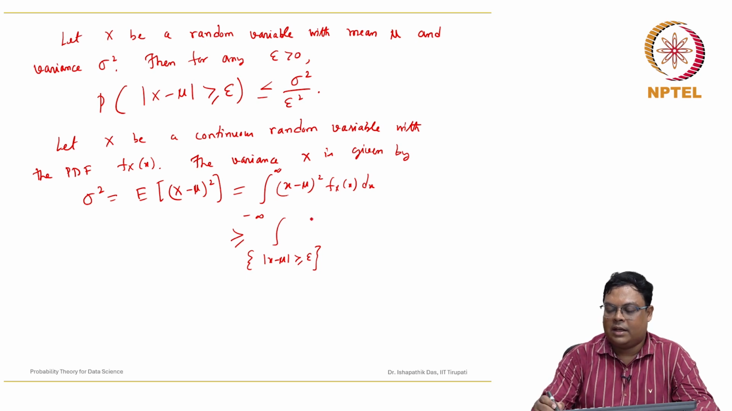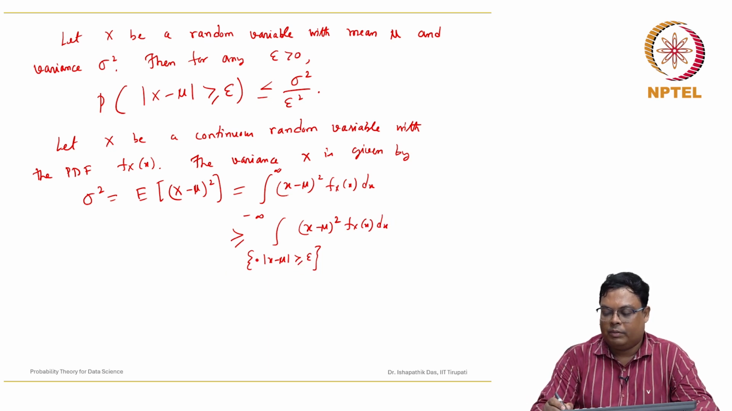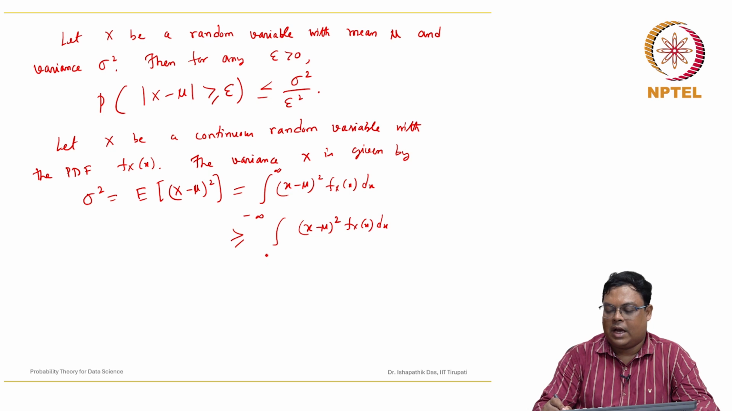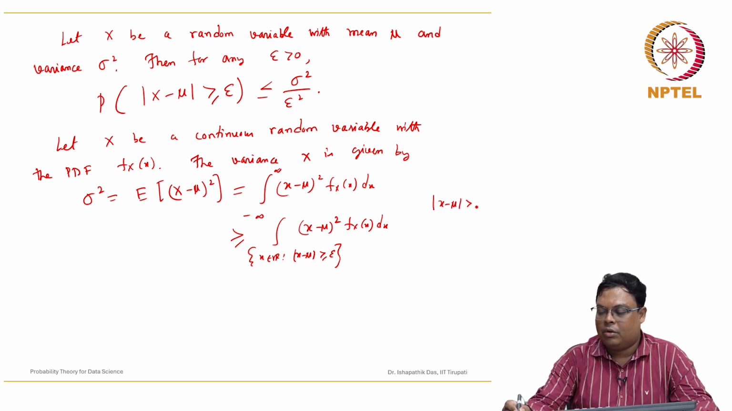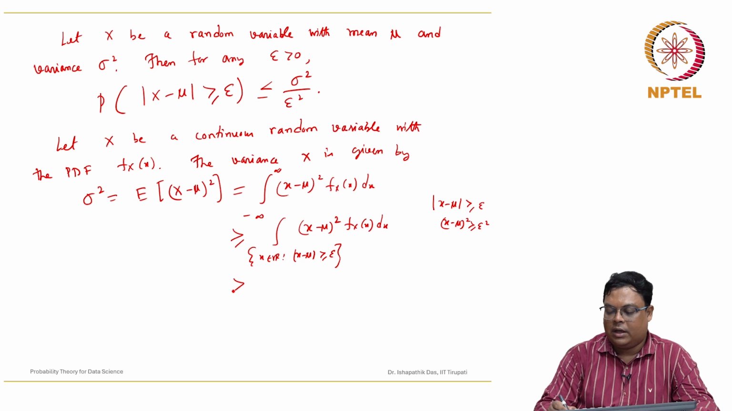So that is why it will always be greater than or equal to the integration over this subset. We consider all x, real numbers, such that |x minus mu| is greater than or equal to epsilon, of f(x) dx. Now in this region where we are doing the integration, |x minus mu| is greater than or equal to epsilon. If you take the square on both sides, (x minus mu) whole square is greater than or equal to epsilon square. So this will be epsilon square f(x) dx.